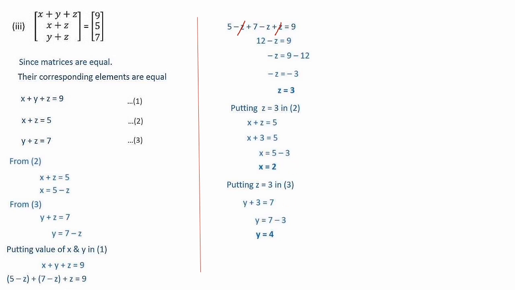So three variables also we have got, x is equal to 2, y is equal to 4 and z is equal to 3. So final answer we can write, x is equal to 2, y is equal to 4 and z is equal to 3. So this is our solution. Move on to question number 7.